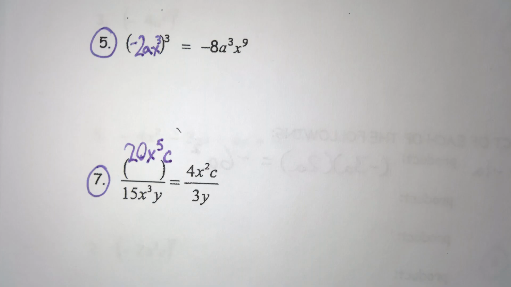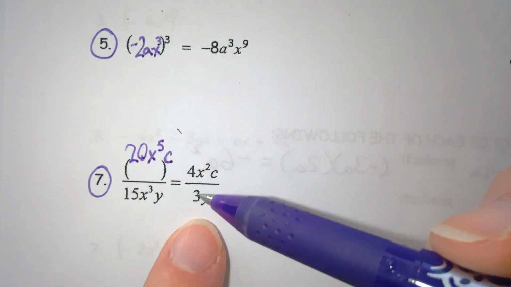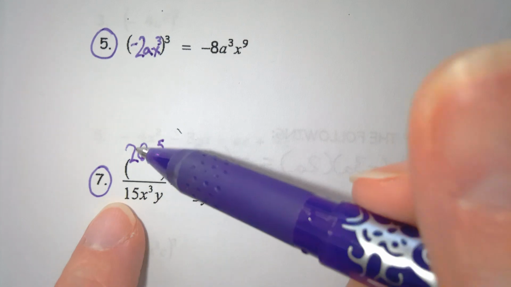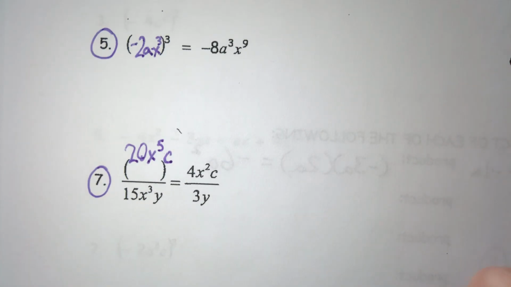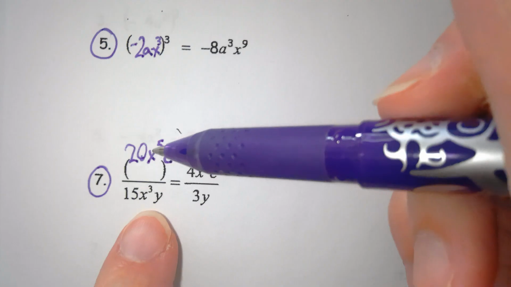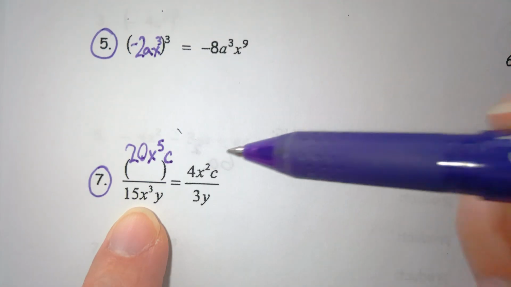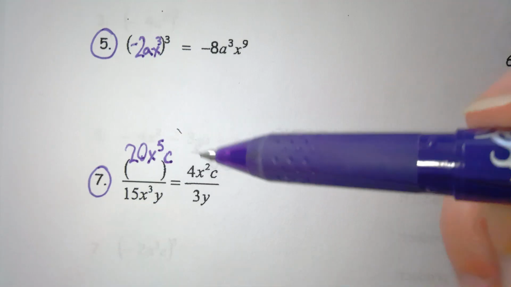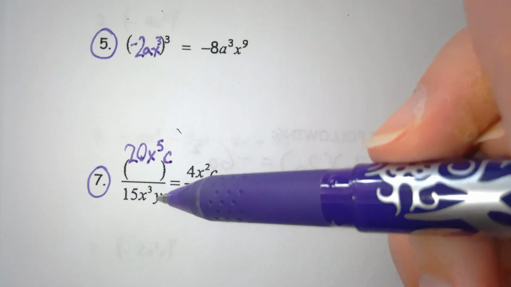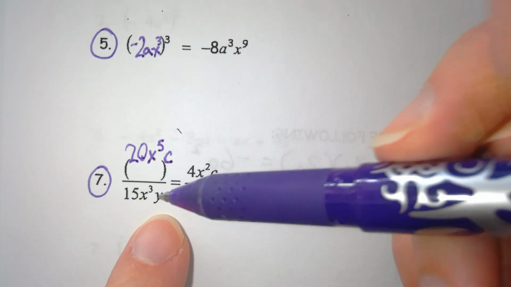Yeah, that's good. Okay, so 20 over 15 reduces down to 4 over 3 because I can divide this by 5 and this by 5. Okay, and then in terms of the x, I want x squared. So that means 5 minus 3 gives me that 2. So that's how I know it's x to the 5. I have a c on the top, I have a y on the bottom. That doesn't change anything.